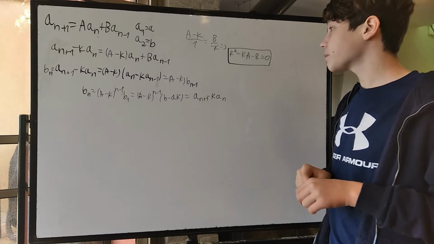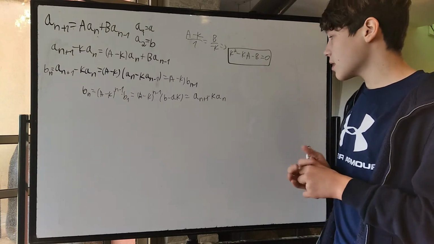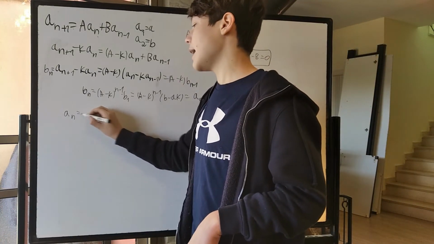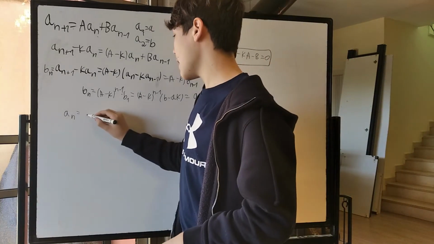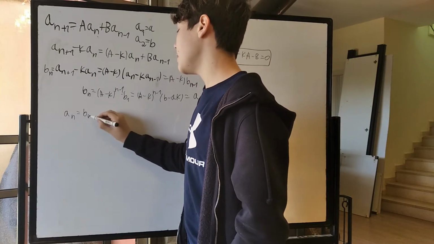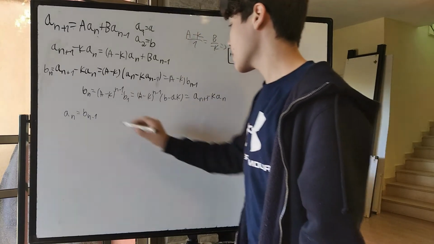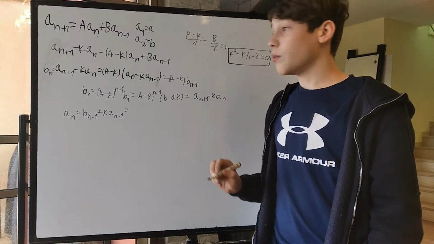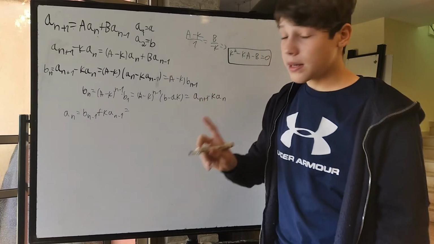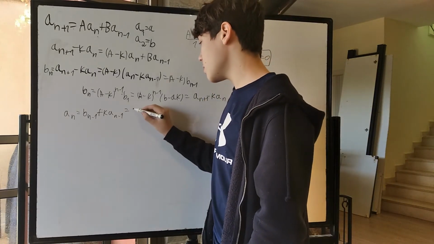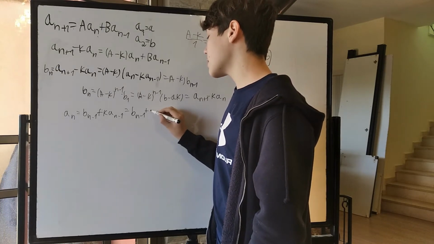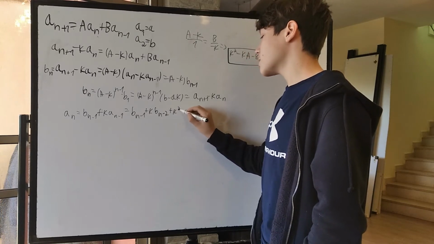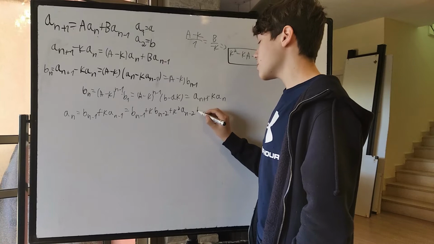Well, very simply. It's actually going to be very simple. So now, let's look at an. From this, we know an is going to be bn minus 1 plus k an minus 1. But then we know an minus 1 is bn minus 2 plus k an minus 2. And if we take it out of brackets, we'll get bn minus 1 plus k bn minus 2 plus k squared an minus 2.